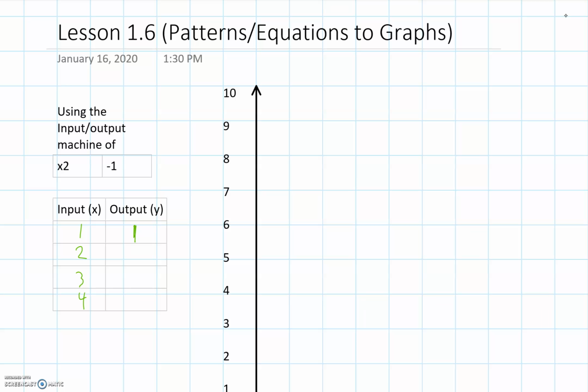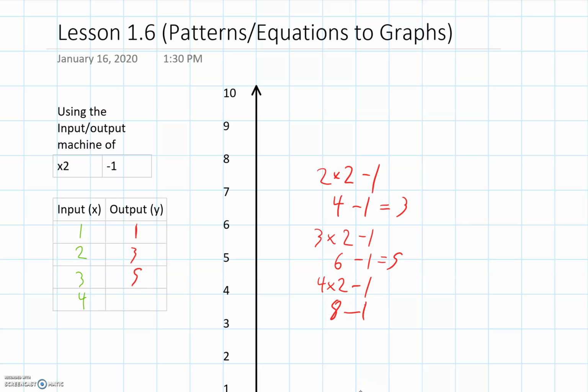If we do the next one, maybe we can do this in a different color. 2 times 2 minus 1, 2 times 2 is 4, minus 1 equals 3. So we have 1, 3. Now let's try the next one. 3 times 2 minus 1. 3 times 2 is 6, minus 1 is 5. Next one, 4 times 2 minus 1. 4 times 2 is 8, minus 1 equals 7.